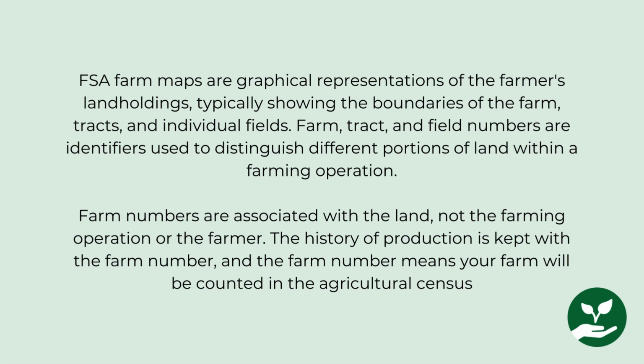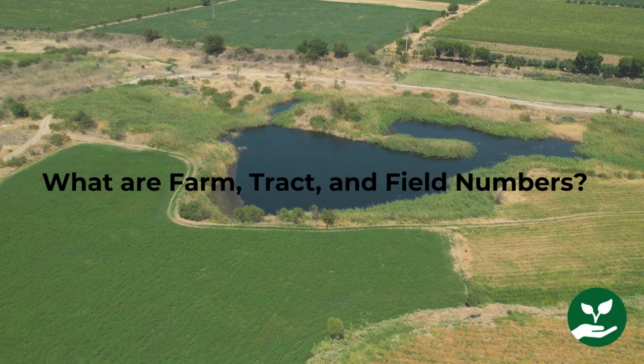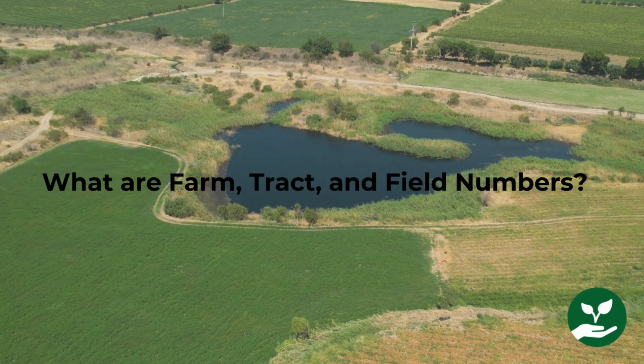FSA farm maps are graphical representations of the farmer's land holdings, typically showing the boundaries of the farm, tracts, and individual fields. Farm, tract, and field numbers are identifiers used to distinguish different portions of land within a farming operation. Farm numbers are associated with the land, not the farming operation or the farmer. The history of production is kept with the farm number, and the farm number means your farm will be counted in the agricultural census. What are farm, tract, and field numbers?